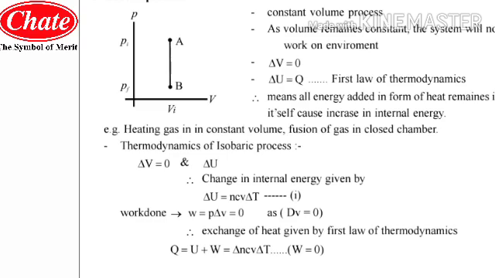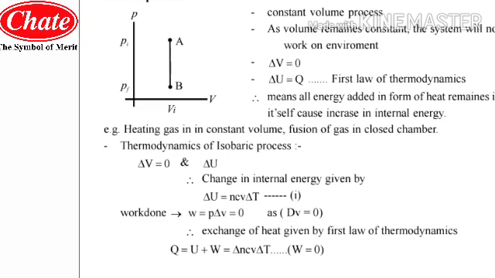Now the change in internal energy will be given by delta U is equal to n Cv delta T. As you know, n is the number of moles, and Cv we have already learned about; it is the specific heat at constant volume.